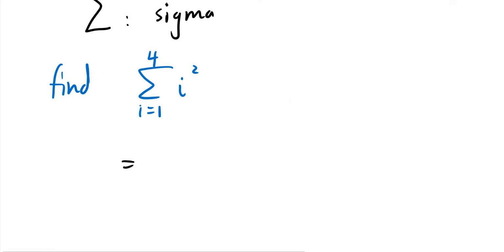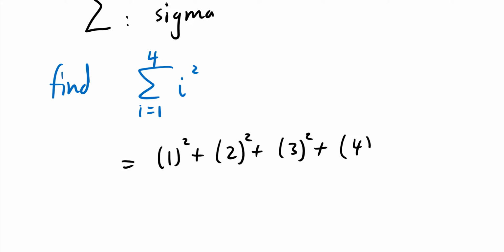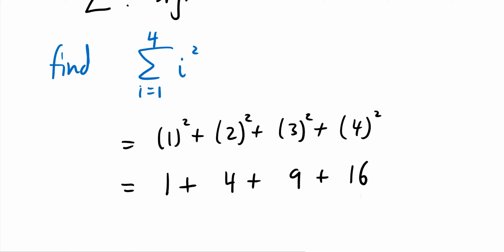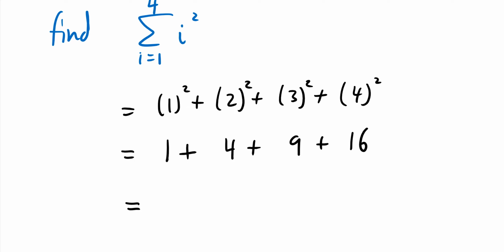So you substitute 1 in, 2 in, 3 in, and 4 in. We get 1 squared is 1, 2 squared is 4, 3 squared is 9, and 4 squared is 16. And all we have to do is add them up, which gives us 30. So that's sigma notation.